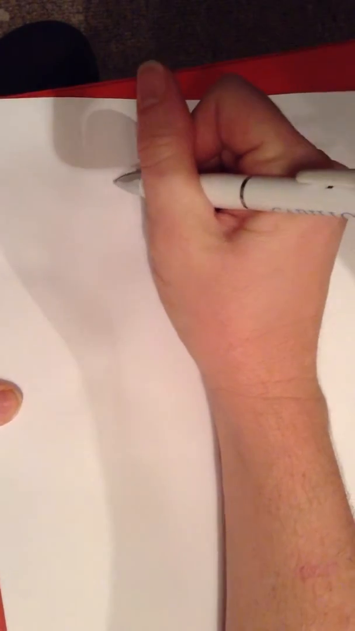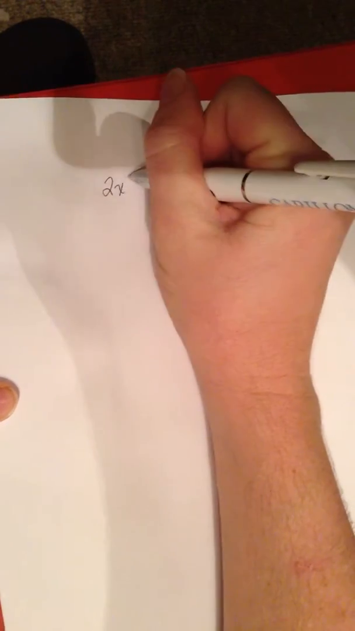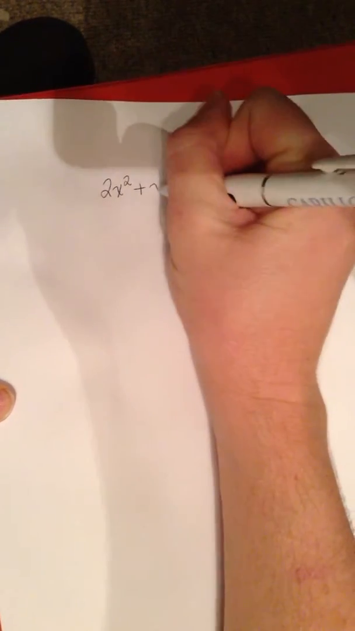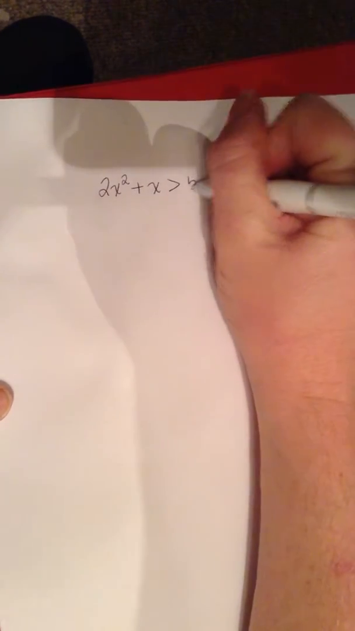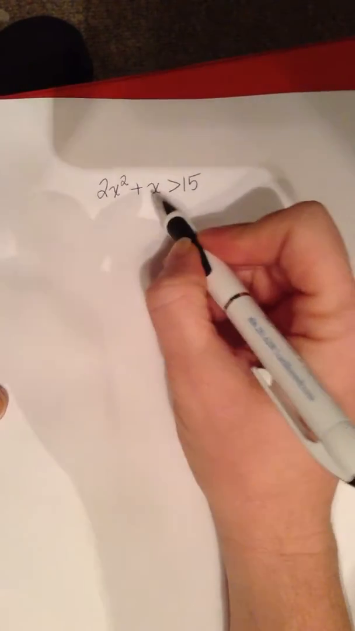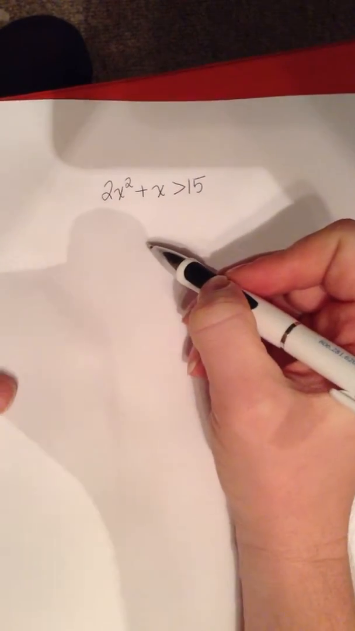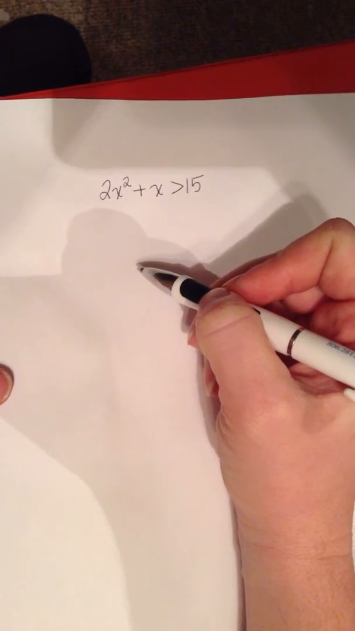Okay, next we'll be solving polynomial inequalities. So if I have a polynomial inequality, for example, 2x squared plus x is greater than 15. Anytime you have an x squared and an x in the same problem, the only way to solve those types of problems is to factor.